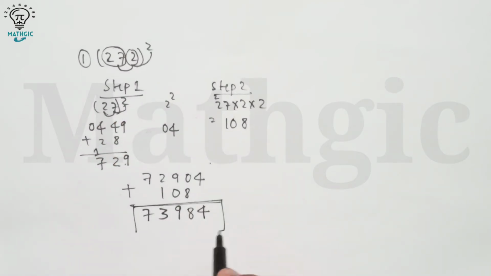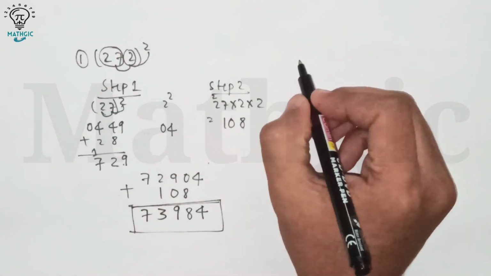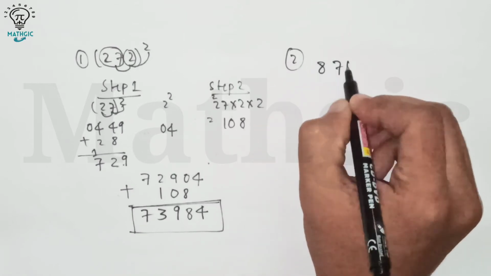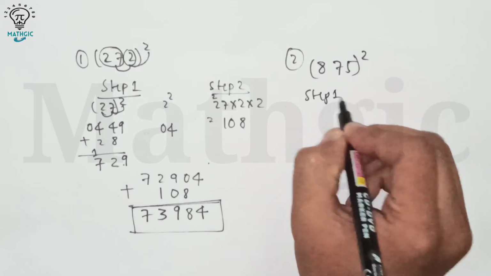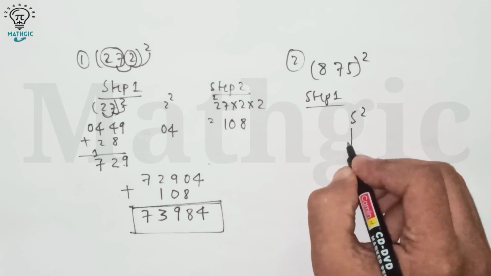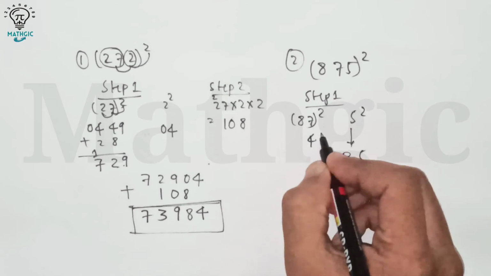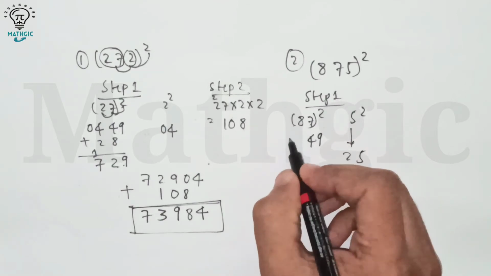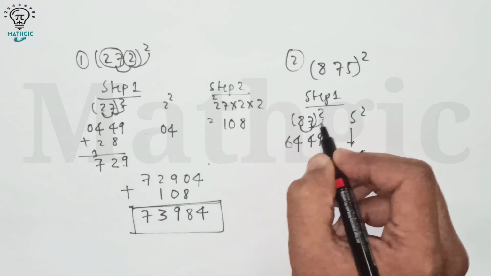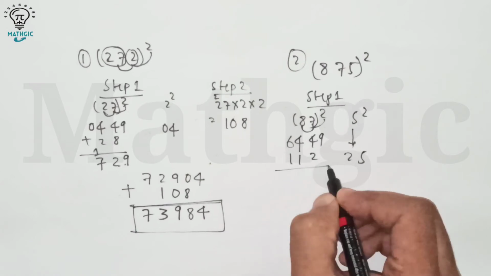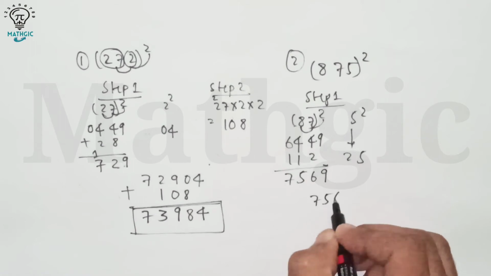So this is how we calculate the square of any 3-digit number. This looks very long, but if you practice more you will find it very easy. So let's take another example, 875 square. Now follow the same steps. In step 1 you have to find the 5 square first. 5 square is 25. Now 87 whole square. For 87 square you have to find 7 square 49, 8 square is 64. Now 8 times 7 times 2. So 8 7s are 56, 56 times 2 is 112. So we get 7569, and then 25.